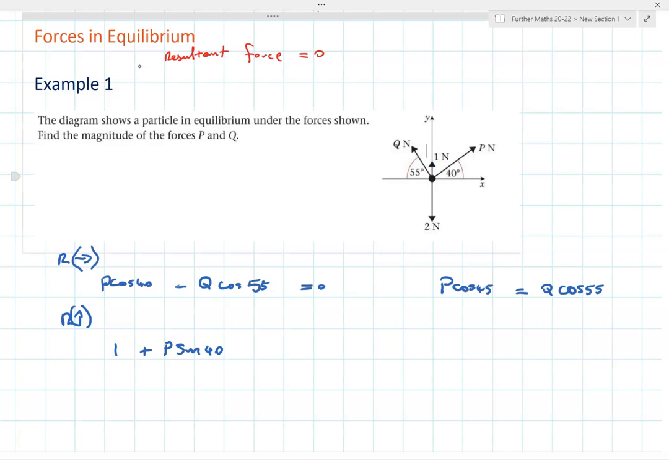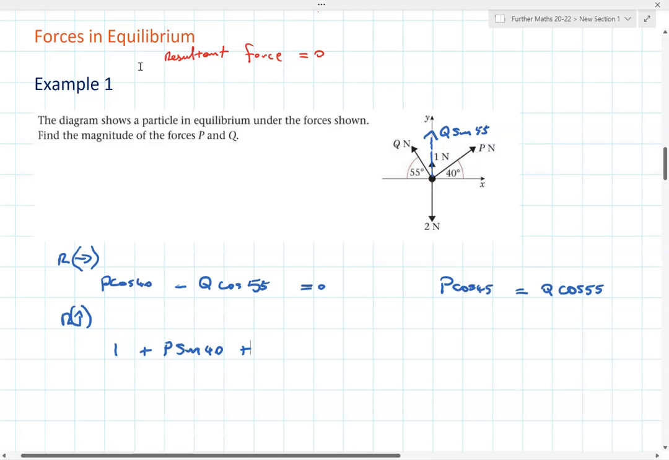And then again, this one's away from the marked angle. We've marked 55 there. So this component here is Q sine 55. And again, it's positive because it's going upwards. And then we've got the force downwards, which is equal to -2. And that equals 0.